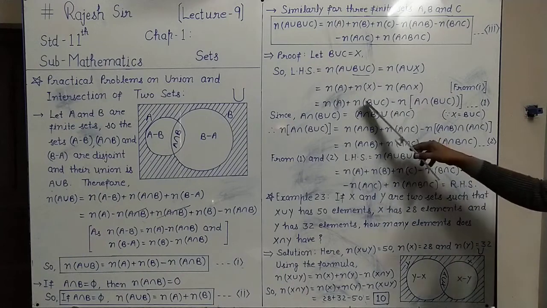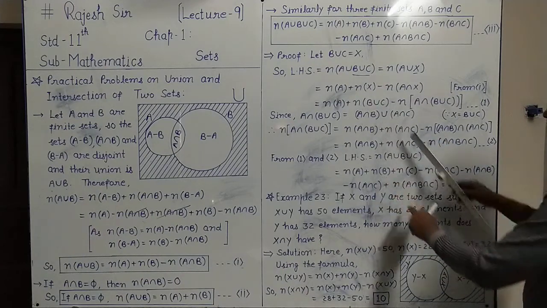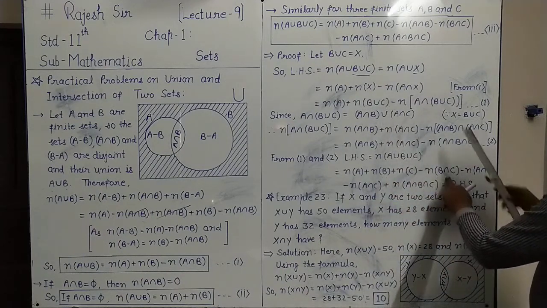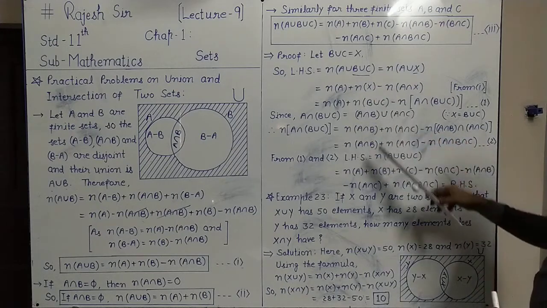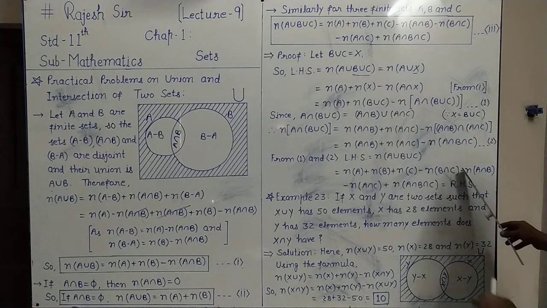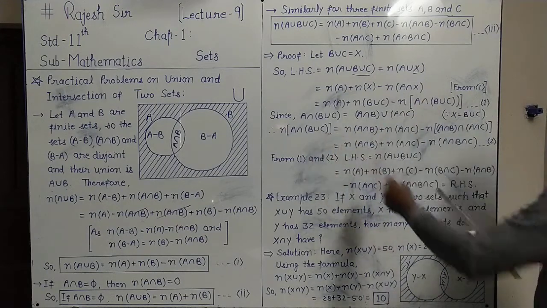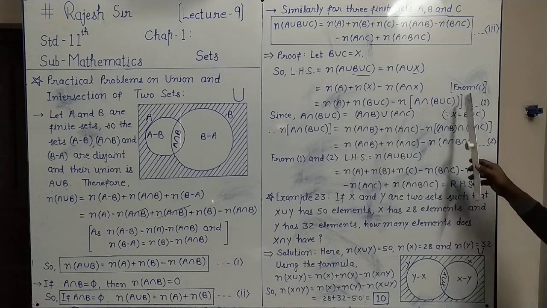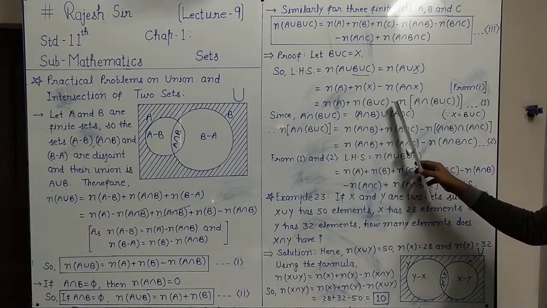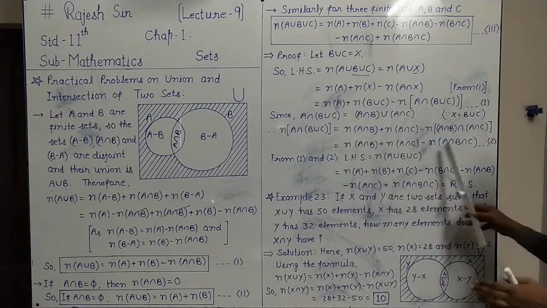So n(B union C) equals n(B) plus n(C) minus n(B intersection C). For this portion, these three parts. Minus, for this whole, here we have result 2 and A intersection (B union C), the whole result we have placed. And before that a minus sign is there, so we have changed all the signs.